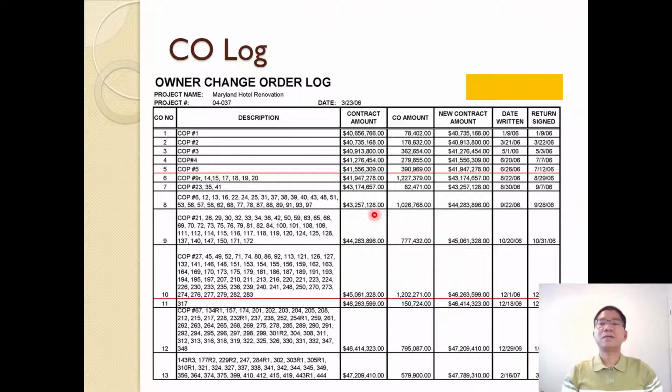And of course, you can maintain the change order log to see the cumulative increase of the change orders, in this case the Maryland hotel renovations located in the city of San Diego, California. The original contract amount is $40 million, but with the change amounts, as you can see at the end of this, after 13 change orders, the project becomes 47 million. So it basically increased almost 20%. So you see, managing change is extremely important to ensure the project is profitable.